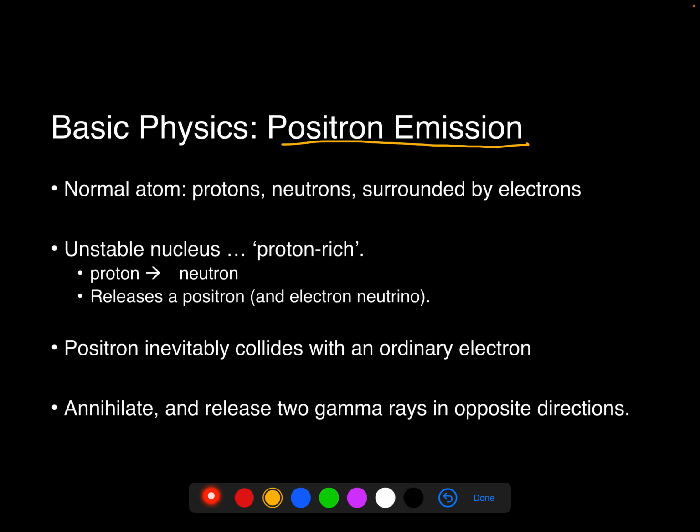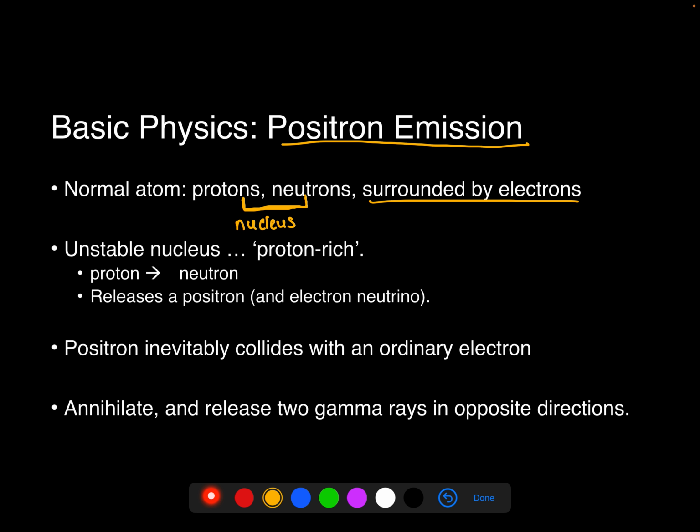First, let's look at what a normal atom is made of. A normal atom is made of a nucleus, which is surrounded by electrons. The nucleus consists of two subatomic particles called protons and neutrons. This makes up the nucleus, and the nucleus is surrounded by electrons.